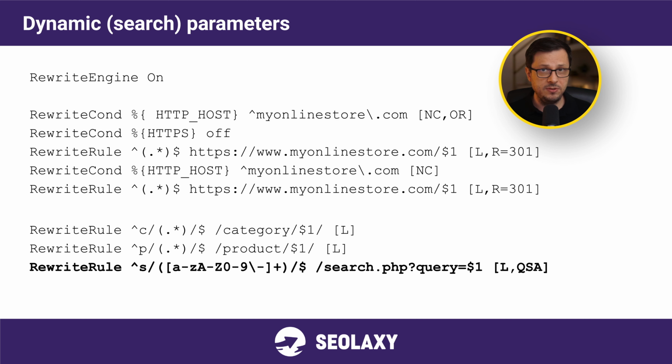Now let's tackle dynamic parameters, such as those generated by search queries. Dynamic URLs often contain query strings like $search equals keyword or $query equals search term. Again, notice that all our example URLs end with a slash. This is important for consistency and can prevent duplicate content issues where, for example, /page and /page/ are treated as separate URLs. The QSA flag in a rewrite rule stands for query string append.